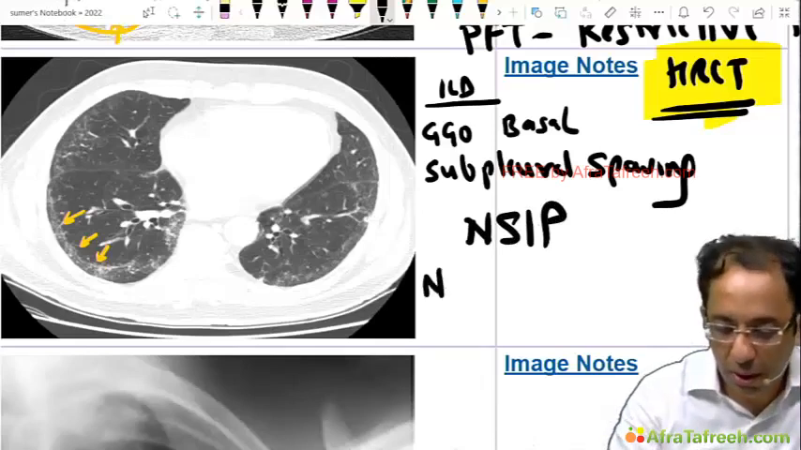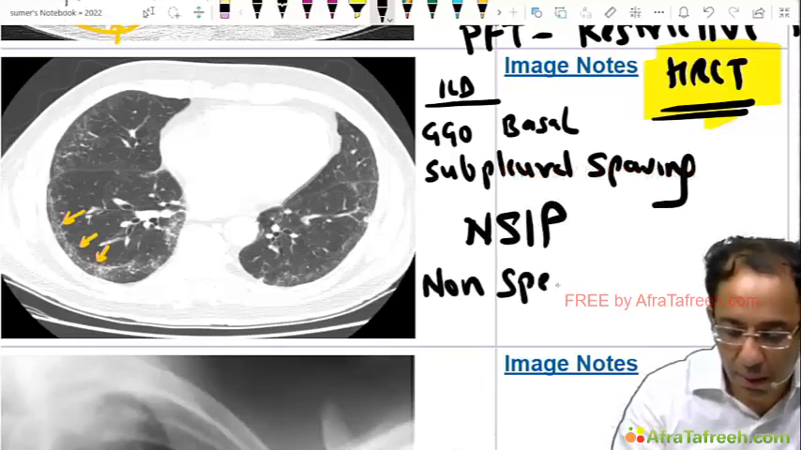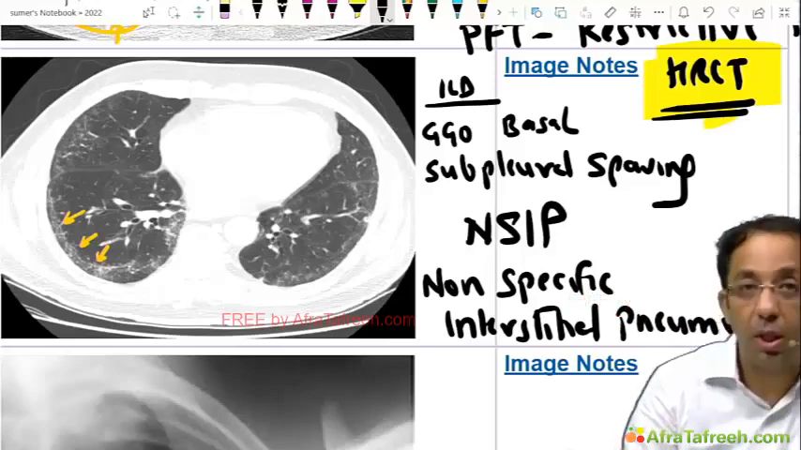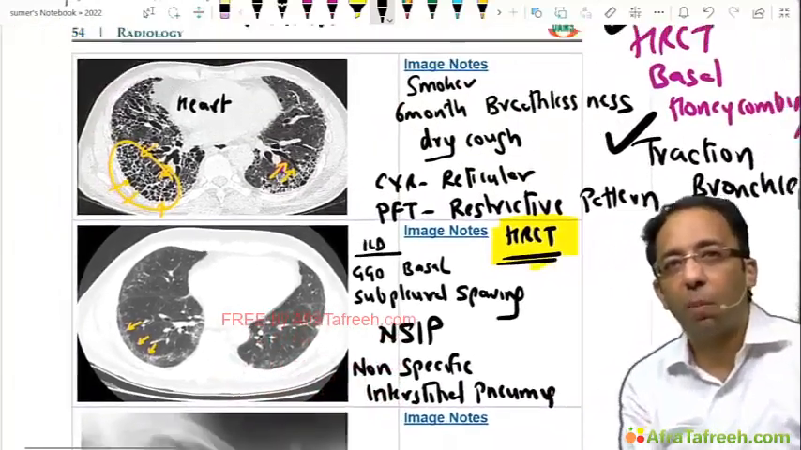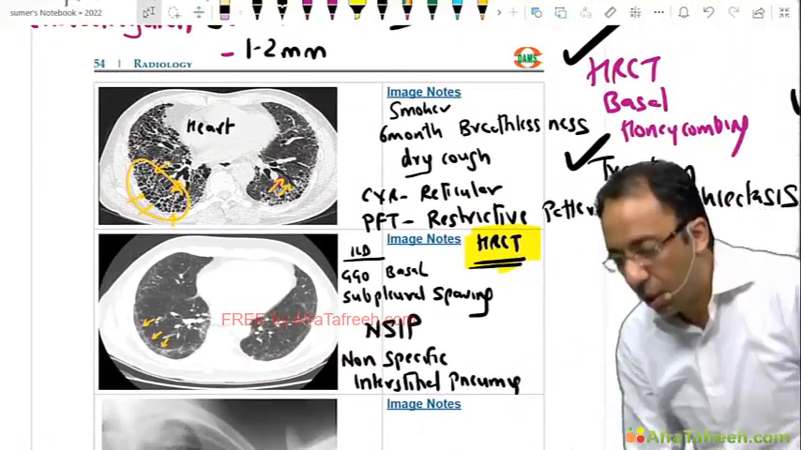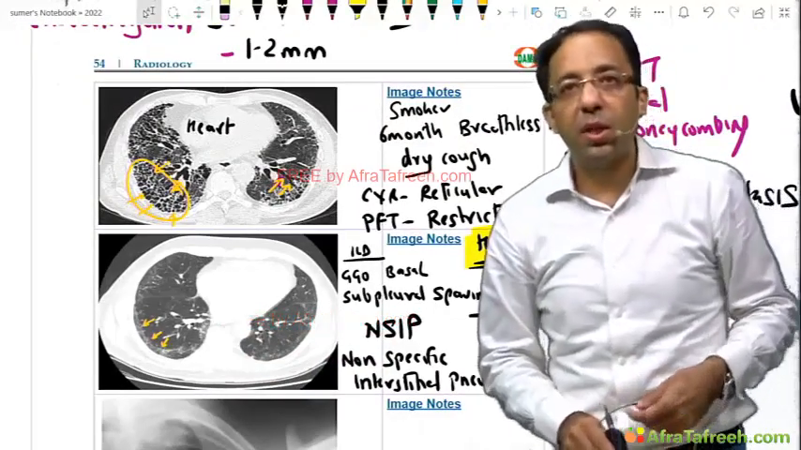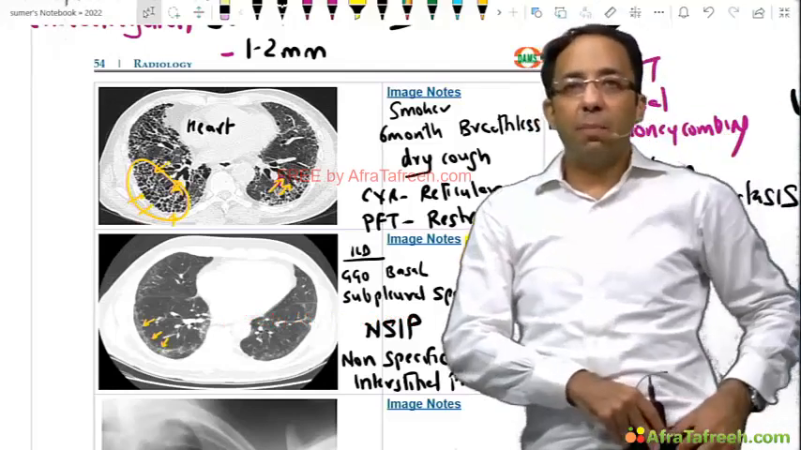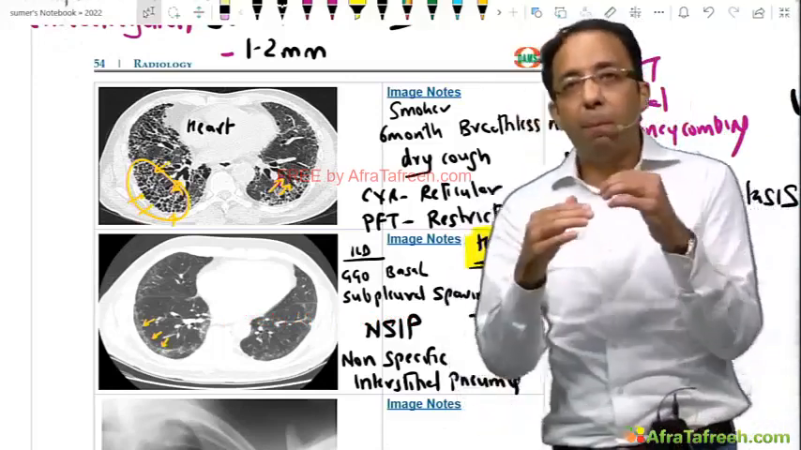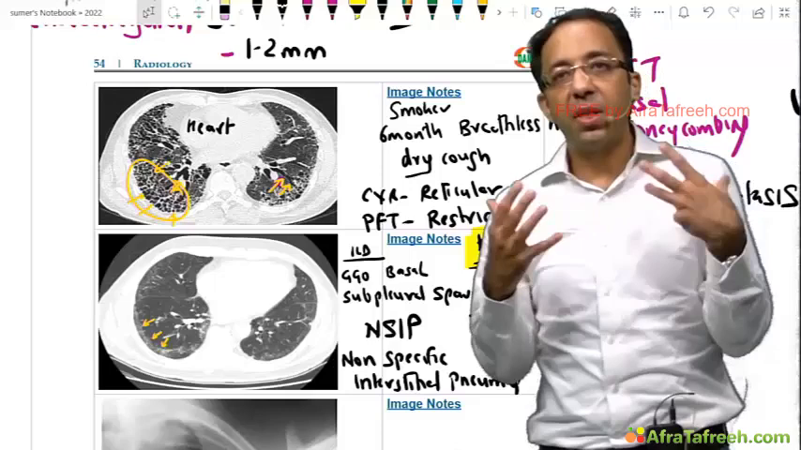Then it is called NSIP, non-specific interstitial pneumonia, which obviously will have a better prognosis than UIP, because you don't see the honeycombing, traction bronchiectasis and the end stage changes. UIP is usual interstitial pneumonia, NSIP is non-specific interstitial pneumonia.